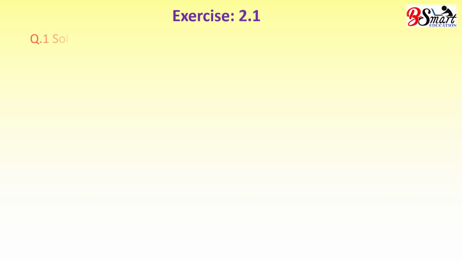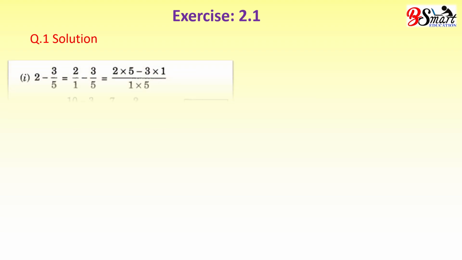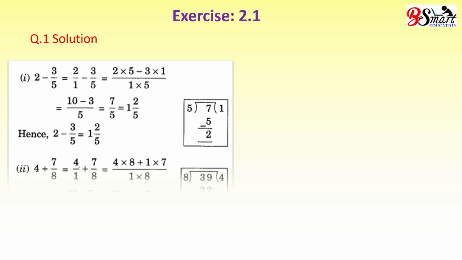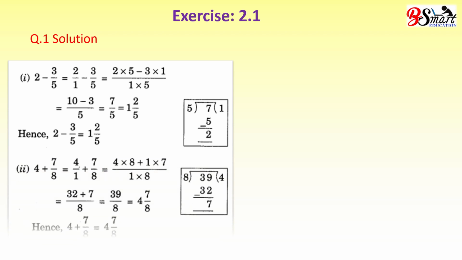Exercise 2.1, question number 1. Sub question number 1, 2 minus 3 by 5. Here 2 can be written as 2 by 1. So 2 by 1 minus 3 by 5. Doing cross multiplication, we get 2 into 5 is equal to 10, 3 into 1 is equal to 3, divided by 1 into 5 is equal to 5.